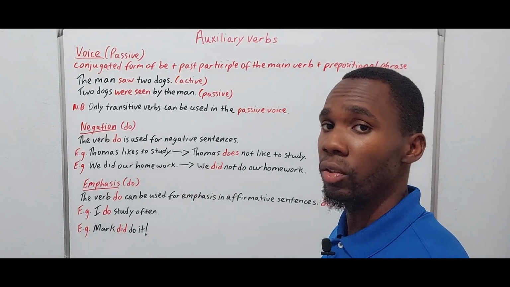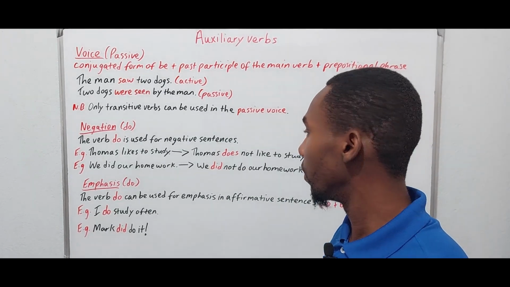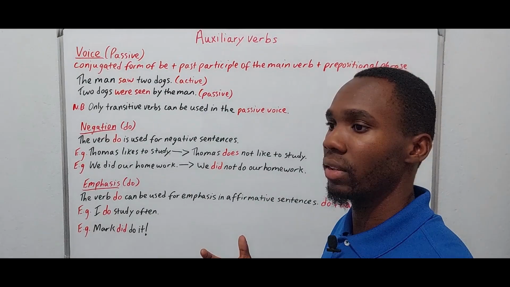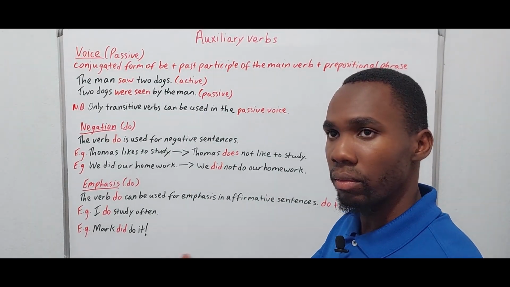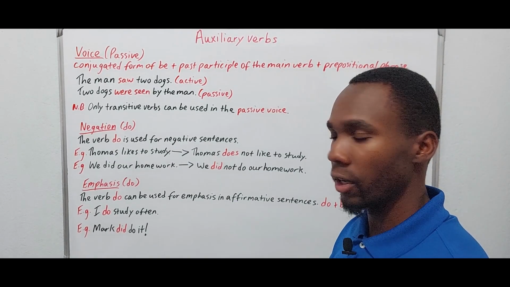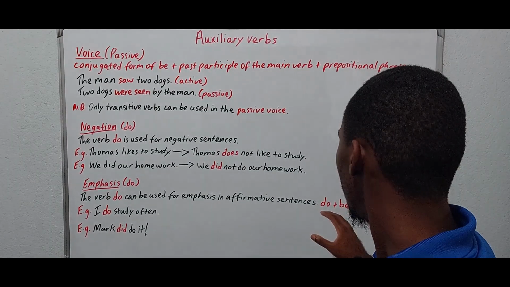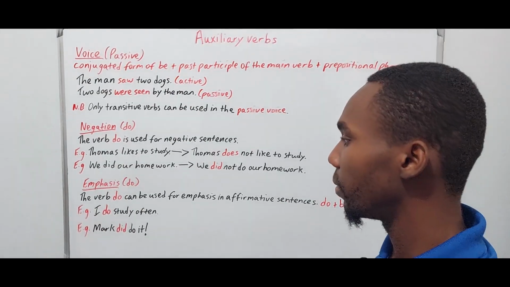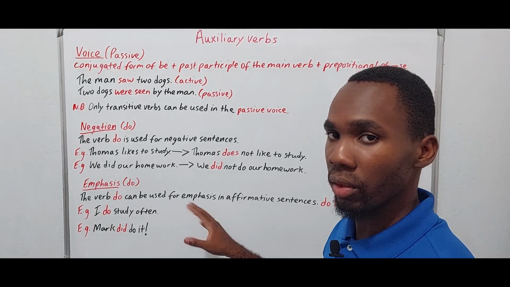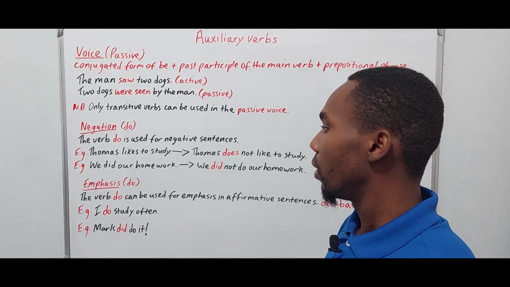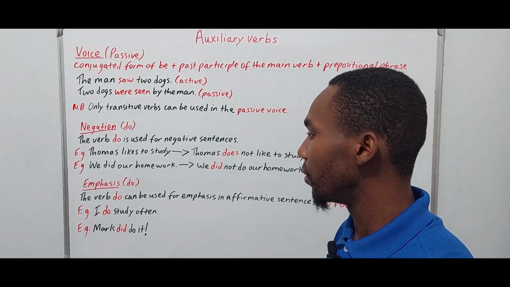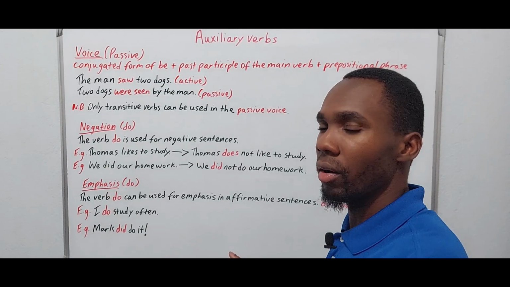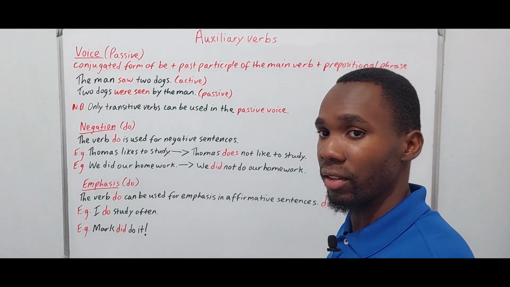And do can also be used for emphasis, right? And this is going to be the case for affirmative sentences. So these are sentences that just make a statement, right? So the formula is going to be do followed by the base form of the verb, right? Or the infinitive, but without the to, right? For example, I do study often. Why can't I say I study often? But I do study often. Do is used for emphasis, right?